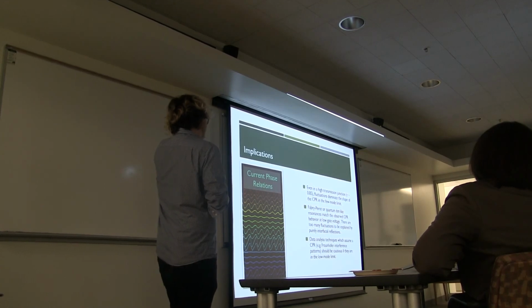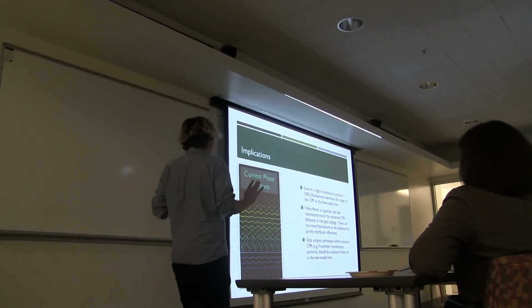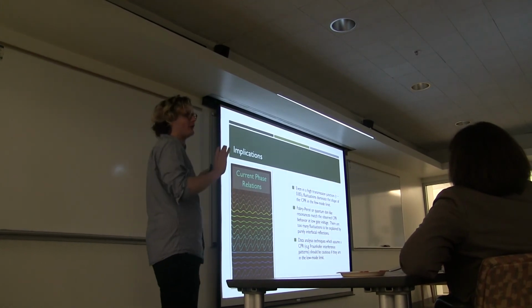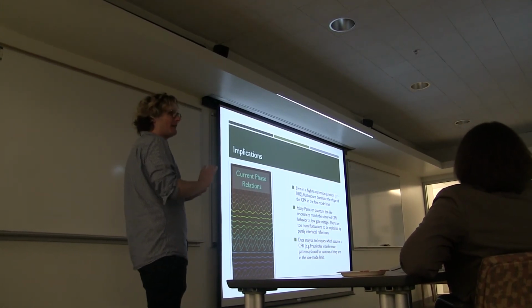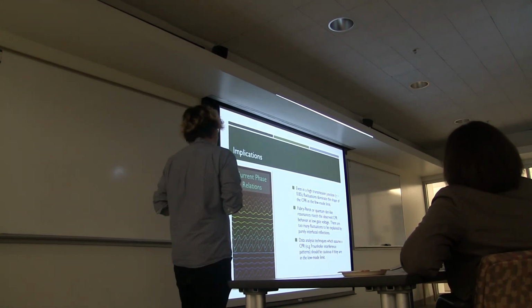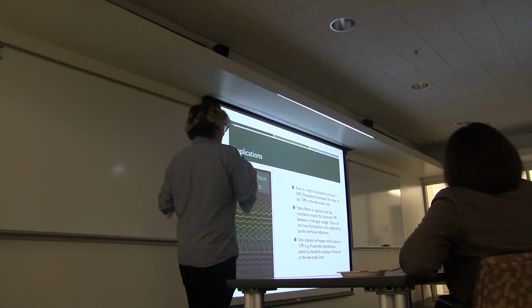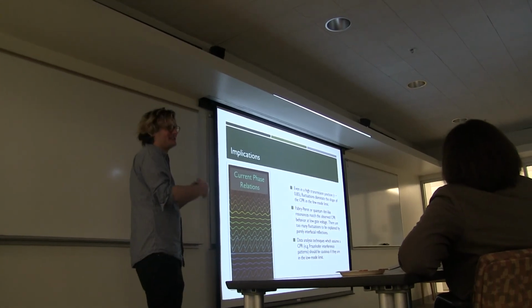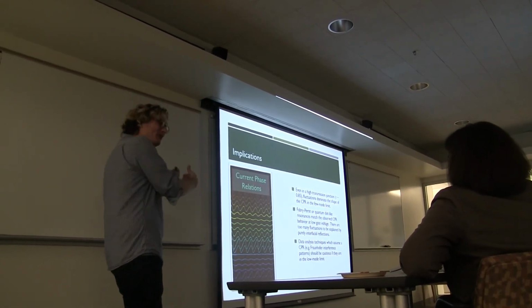And there's quite a bit of data analysis techniques in which you have to assume a current phase relation, in particular interpreting how a junction behaves as you apply a field. And this is just sort of a word of caution that if you're doing Fraunhofer measurements and trying to fit them using a sinusoidal current phase relation, that's probably not right.